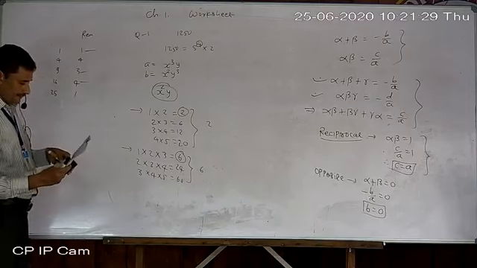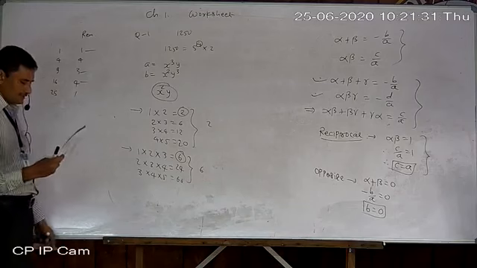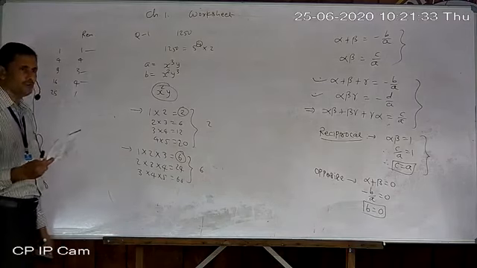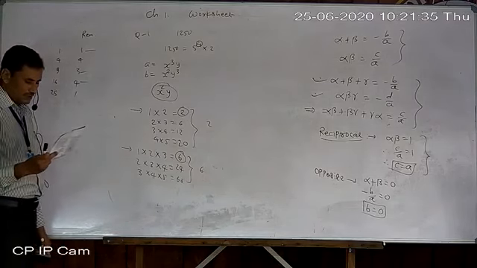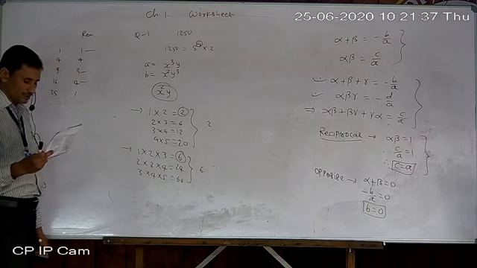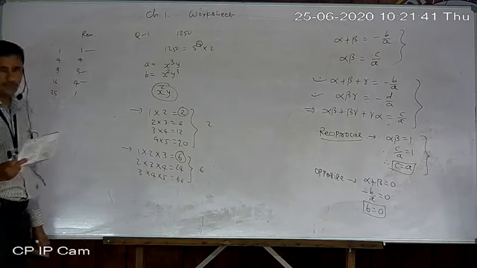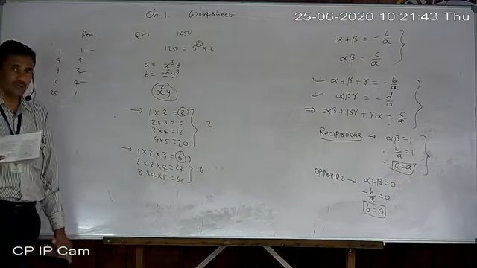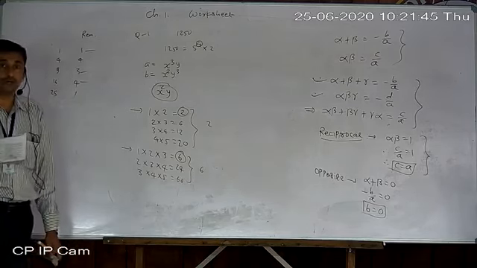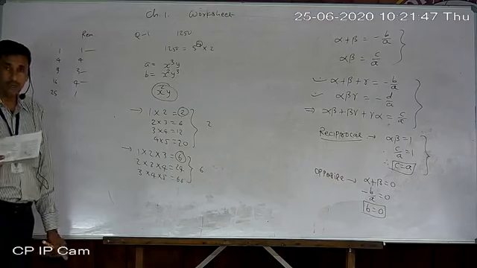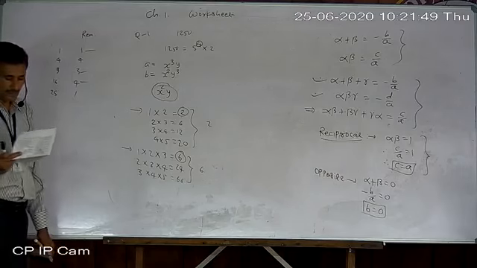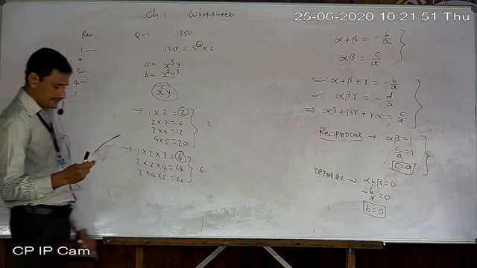Number 9. Which one is odd? So just look at that. If 2 is not common, then it is odd. So look at the third option, option C: 4m plus 1, 4m plus 3. So option C is the answer. Why? Because both are odd. 2 cannot be taken common. So in 9, C is the answer.